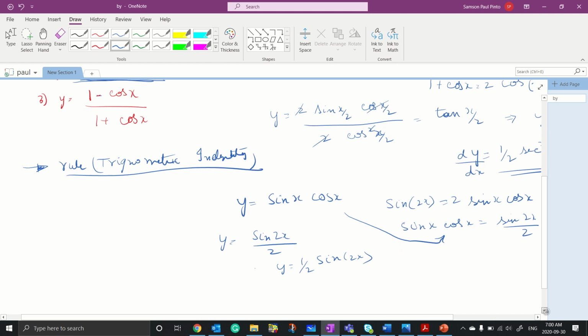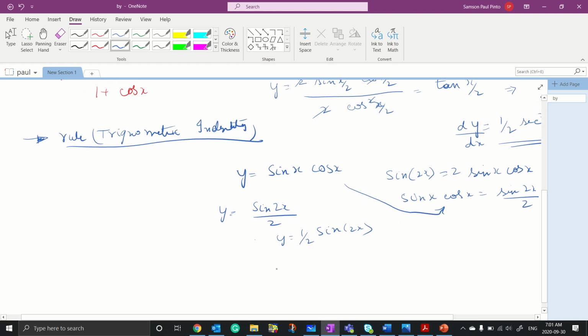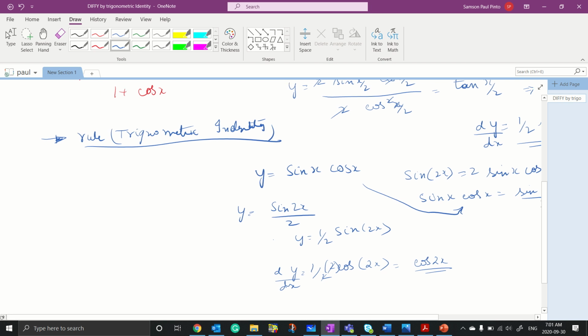Okay, and now this can be easily differentiated. Writing y is equal to sine 2x, dy by dx is equal to the differentiation of sine x, which is cos x, or cos 2x, into the differentiation of 2x, which I will write here is 2. The 2 will get cancelled and you will get cos 2x. As simple as that.